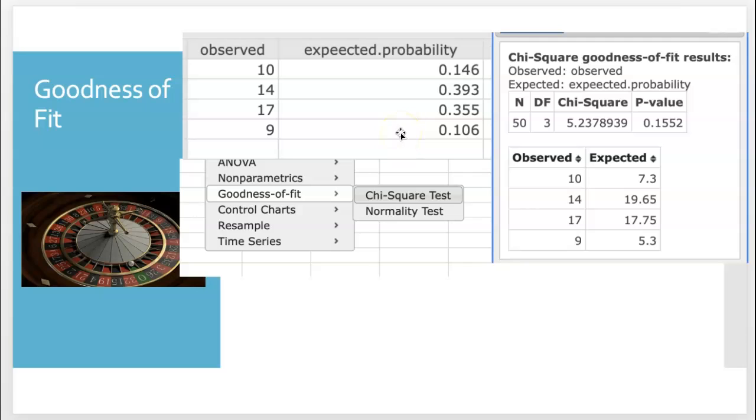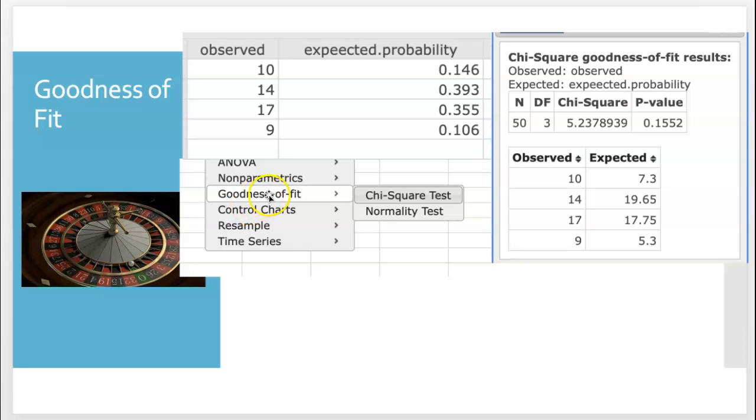There's also a button there. If each cell is equally likely, you can push it and do each outcome. What this will do is give you your observed, your expected for each cell, and your chi-square statistic and your p-value. So it's pretty nifty.